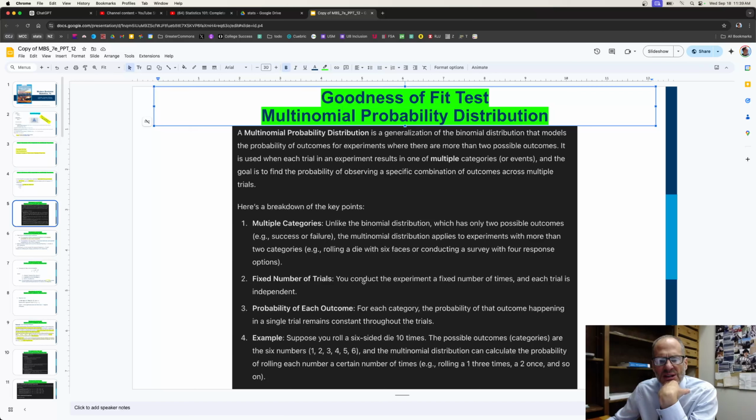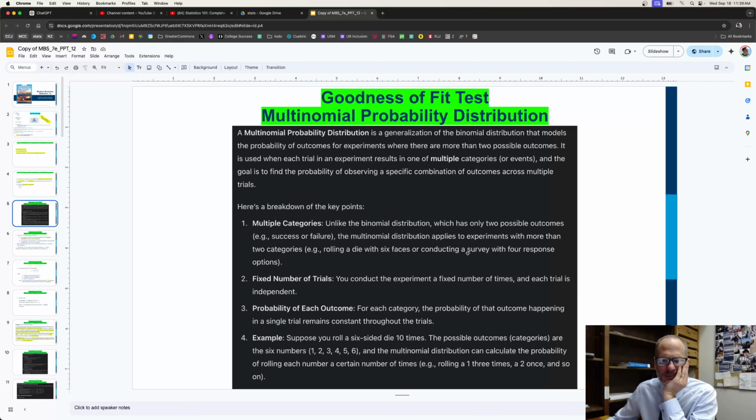Fixed number of trials. You conduct the experiment a fixed number of times and each trial is independent. So like if I'm asking people which soda do you like at the store? A survey with four responses and I have four choices for them.